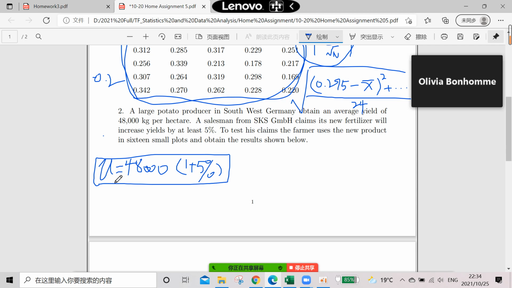Okay, so if the average is higher than 50,400 you reject it, and if it is not higher, you fail to reject it. Yes.